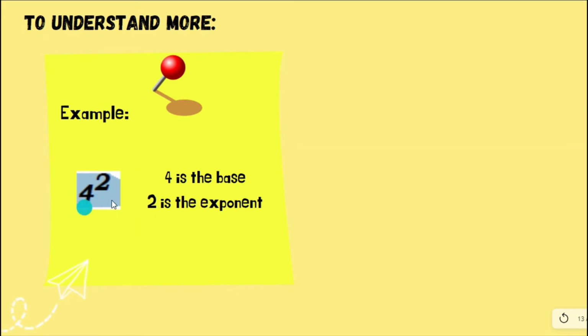In this example, 4 is the base, which is in the lower part of this example, and 2 is the exponent, which is always on the higher right corner of the base. Don't be confused. Please see and look carefully. Okay?